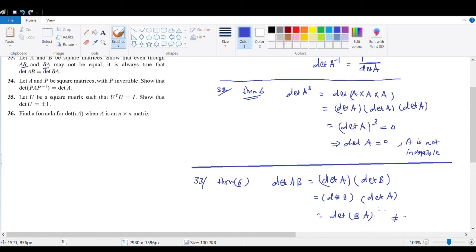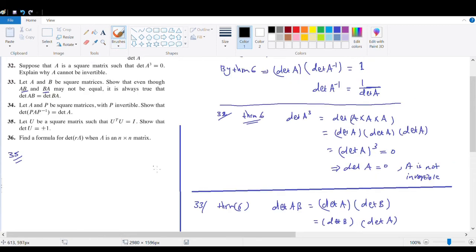Now for 35, let U be a square matrix such that U transpose U is equal to I. Show that determinant of U is equal to plus or minus 1.